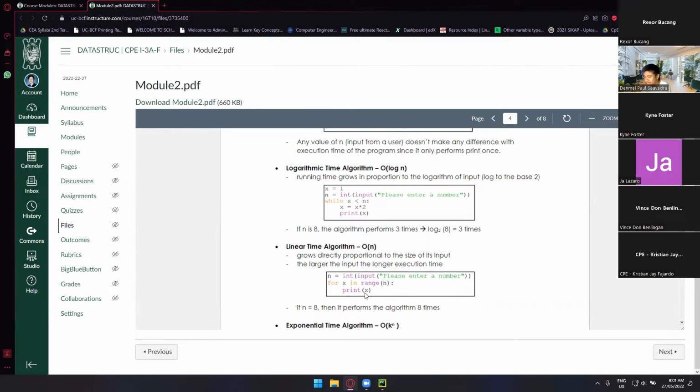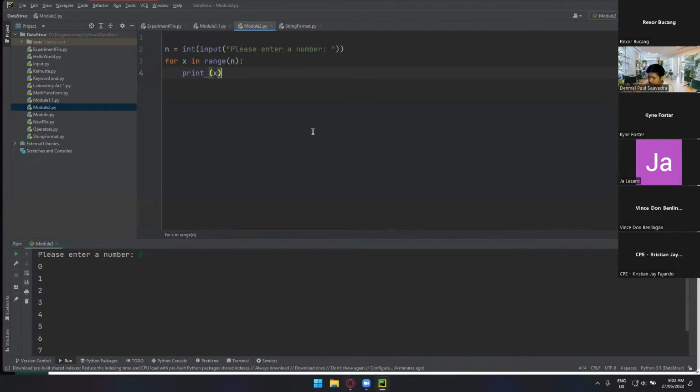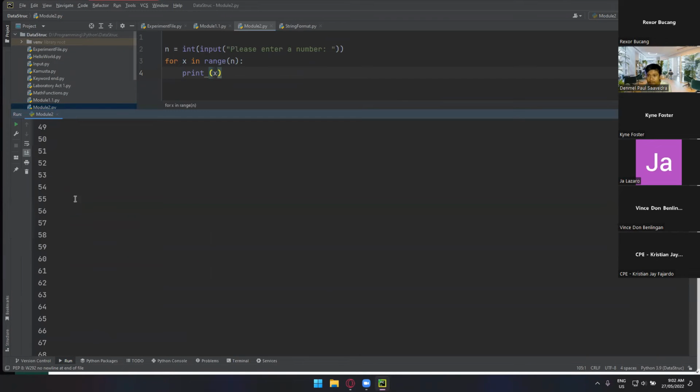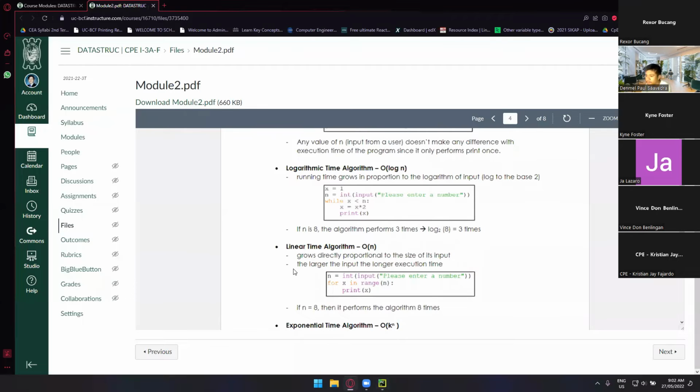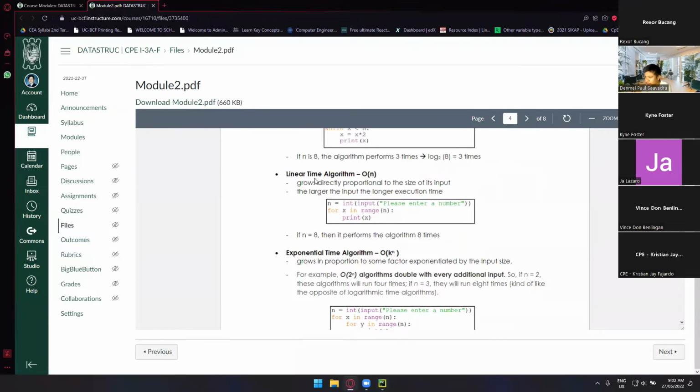But in here, this is just a simple example of linear time. So it's like 0 to 0, 1 is to 1, 2 is to 2. If n is 8, then it performs the algorithm 8 times, whereas if we have 100, then this will perform 100 times. But it's going to display 0 to 99. So yeah, that's it for the linear time.